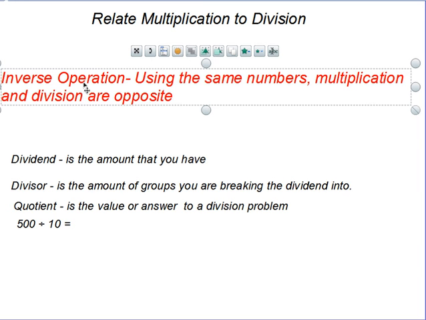So inverse operation is using the same number. Multiplication and division are opposites. So we're going to use the same number. If we're going to do a division problem, we're going to use multiplication. So we're going to use the inverse operation.